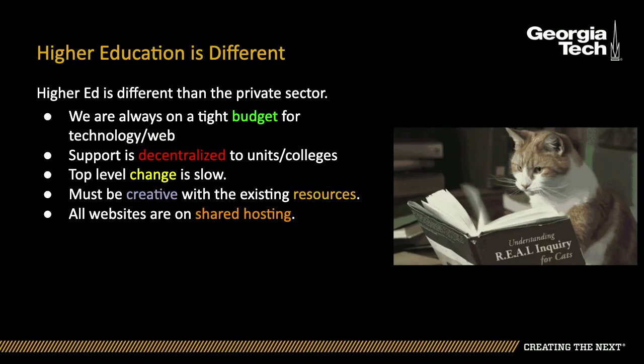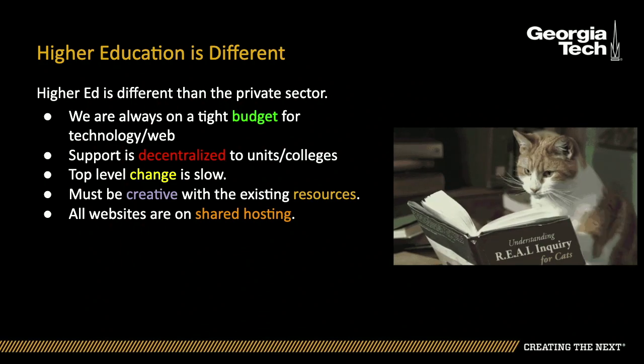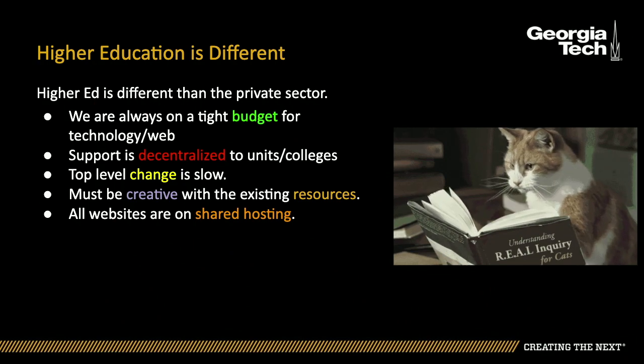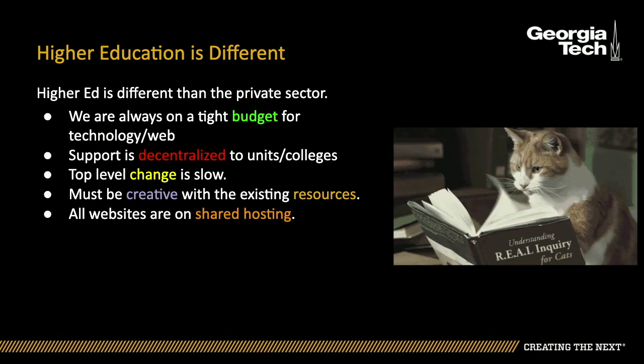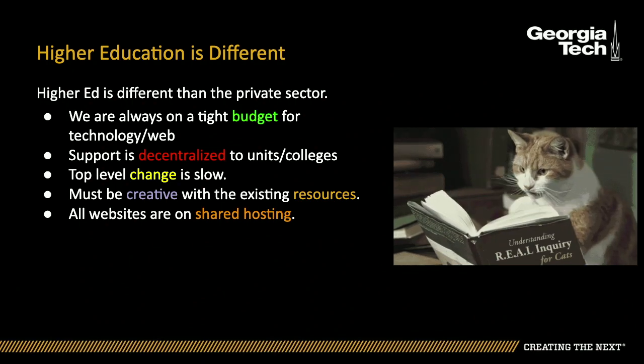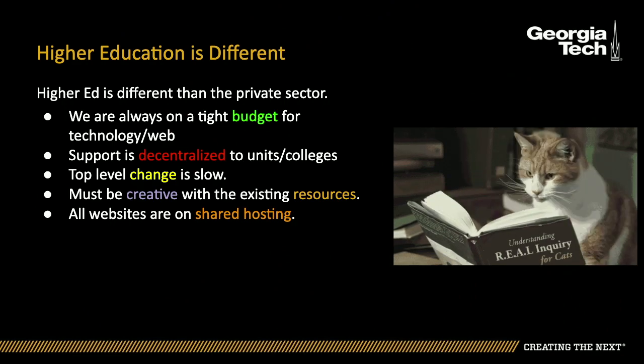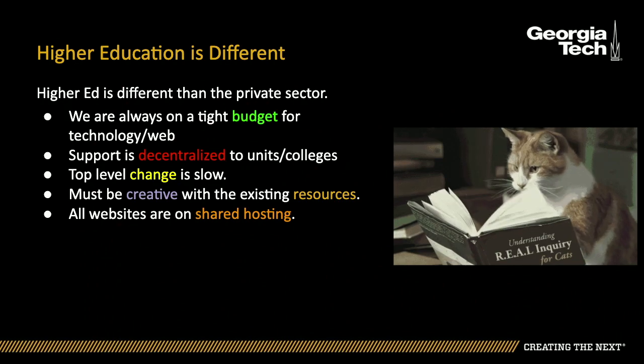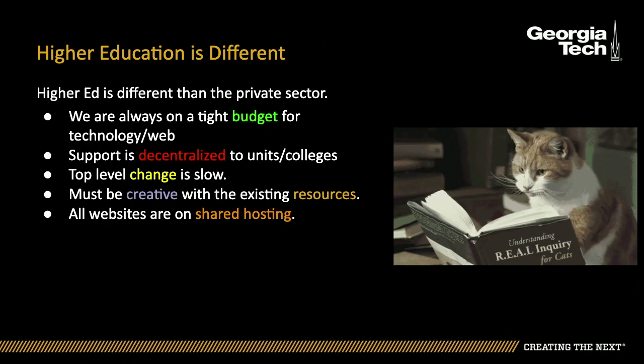So, like I said, higher education is different. We're always on a tight budget for getting different technologies and web. At Georgia Tech, Georgia Institute of Technology, we are a top 10 school ranked in the US, but we still have some of these smaller problems that you might see in other schools. With the support, like my job, I'm responsible just for my department, where we also have a central IT, but they create things that are just for the entire campus. So anything that we need that's different than what they can provide, that's where I have to come in and find unique solutions.